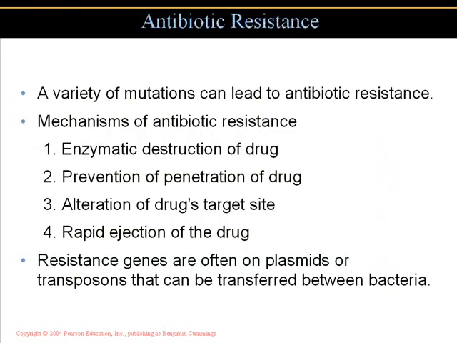Now, for antibiotic resistance, there are a variety of mutations that can lead to resistance. The mechanism of antibiotic resistance typically has four sites: enzymatic destruction of the drug, prevention of penetration of the drug, alteration in the drug's target, or rapid ejection of the drug. Resistant genes are often plasmids. Again, this is at a genetic level.